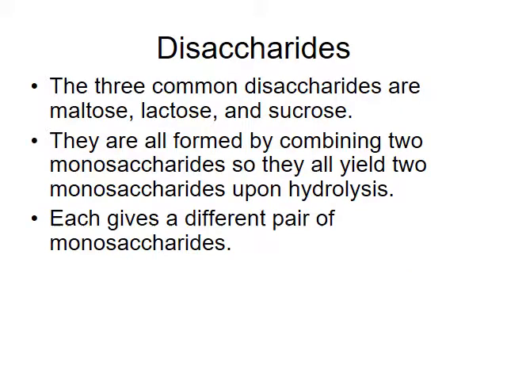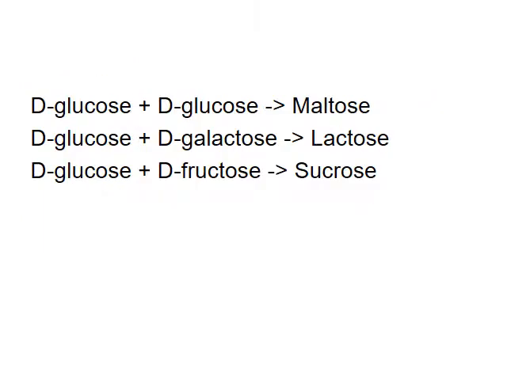Okay, next thing we're going to get into disaccharides. So these are going to be 2 monosaccharides. And there's 3 of them that we'll cover: maltose, lactose, and sucrose. We'll go over their structures and their function. All of these are taking 2 monosaccharides and putting them together to make a disaccharide. We'll go over each one of them now.